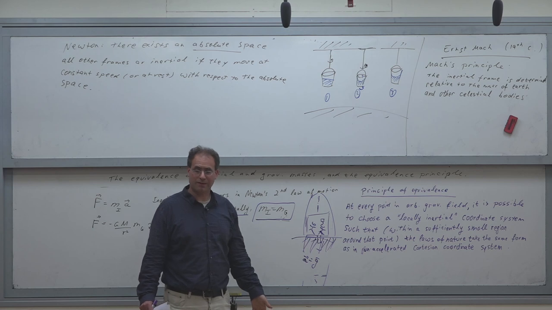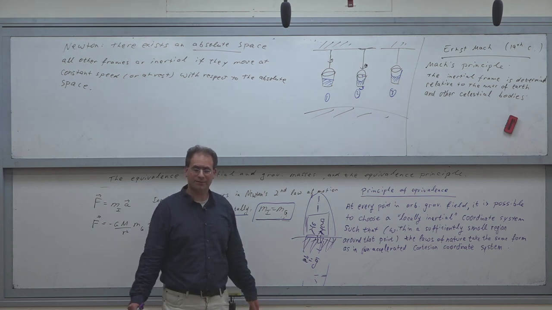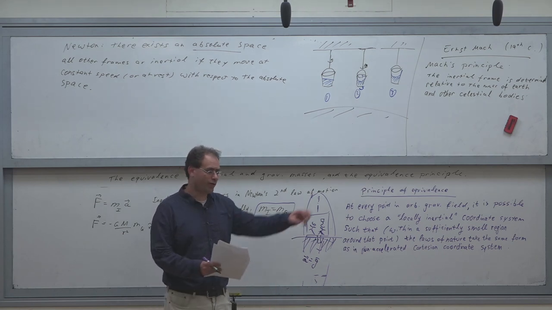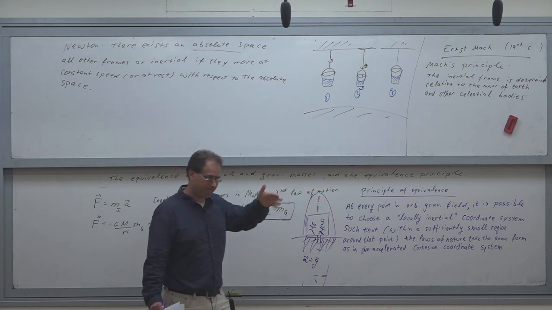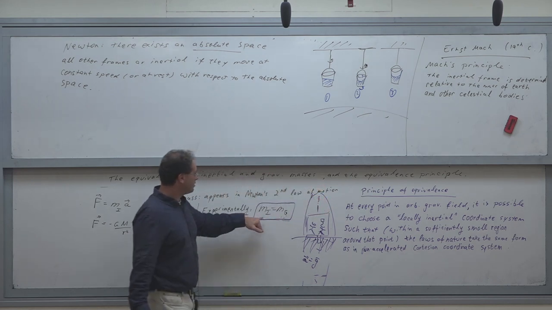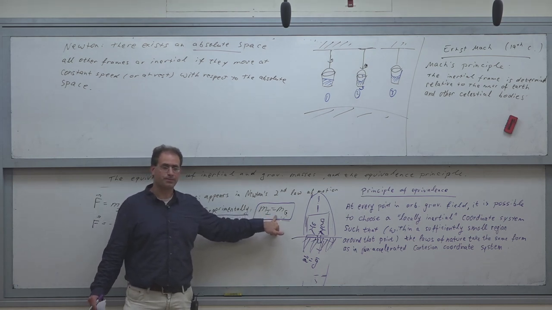You are accelerated right now, so you can measure acceleration. But when I'm free falling inside the elevator, no, you cannot measure acceleration. Because if you put a brick or something, it will just float in the air next to you. This is all a consequence of the inertial mass being equal to the gravitational mass.